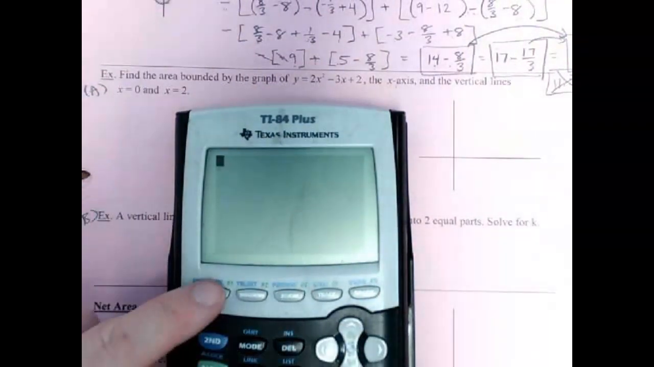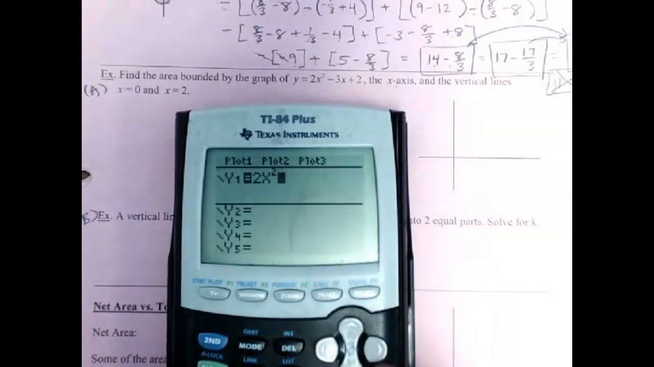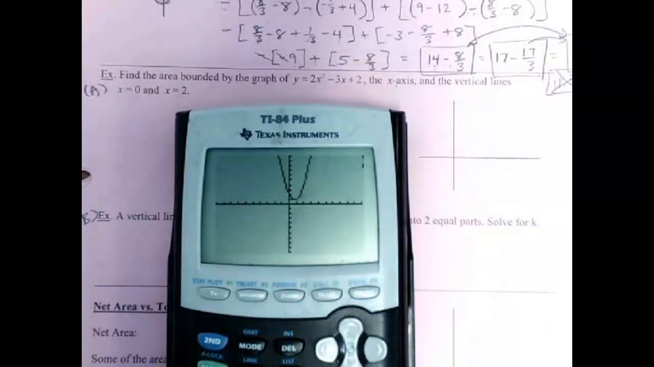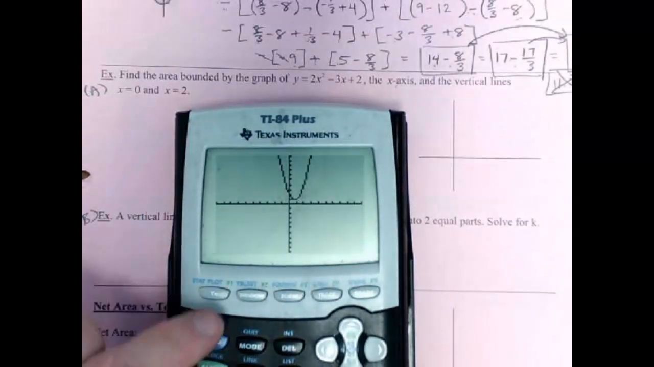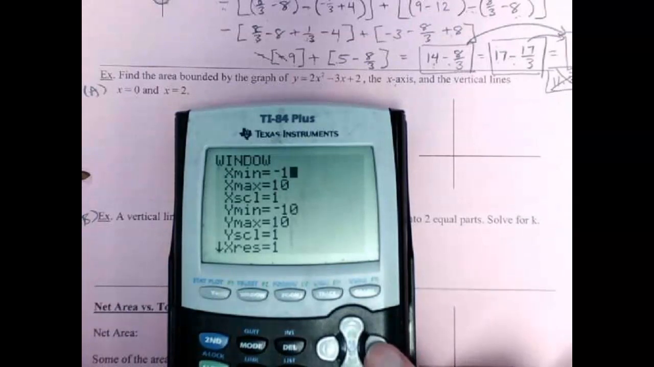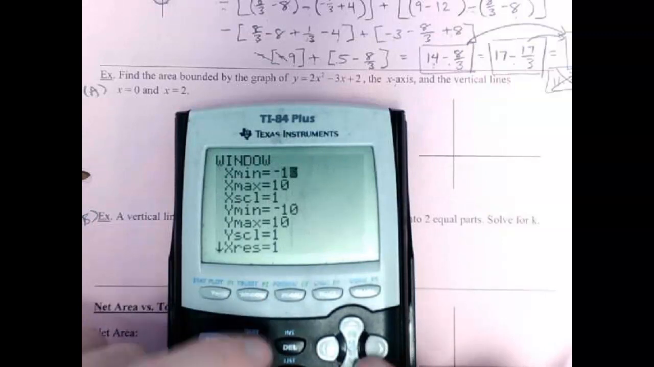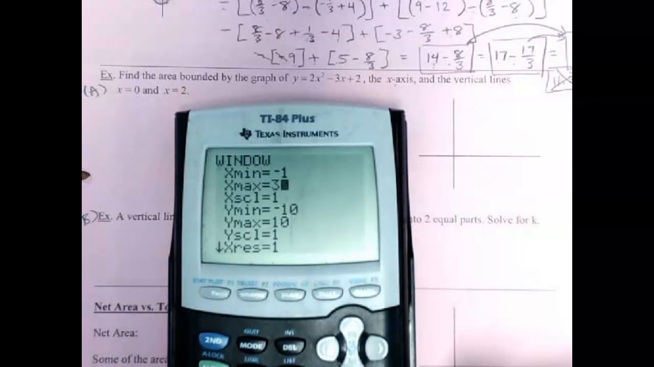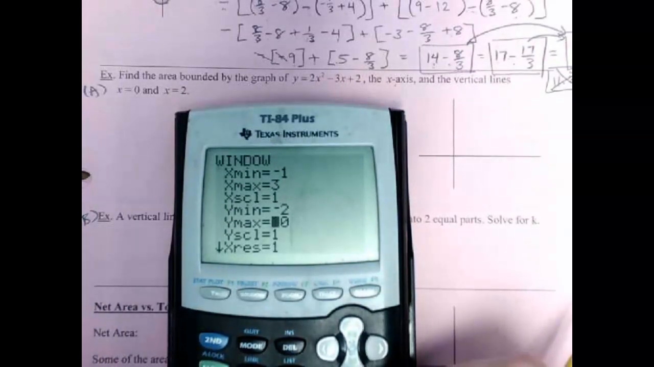Okay, so let's see. I don't have anything in there. That's good. 2x squared minus 3x plus 2. Okay, got my default window. Probably going to need to zoom in. So that's what the parabola looks like. I only really care about it between 0 and 2. I'm going to make it a little bit wider, how about -1 to 3, so that I get a little bit on each side. And then the y minimum, we didn't need it to be negative. Let's see if this works.